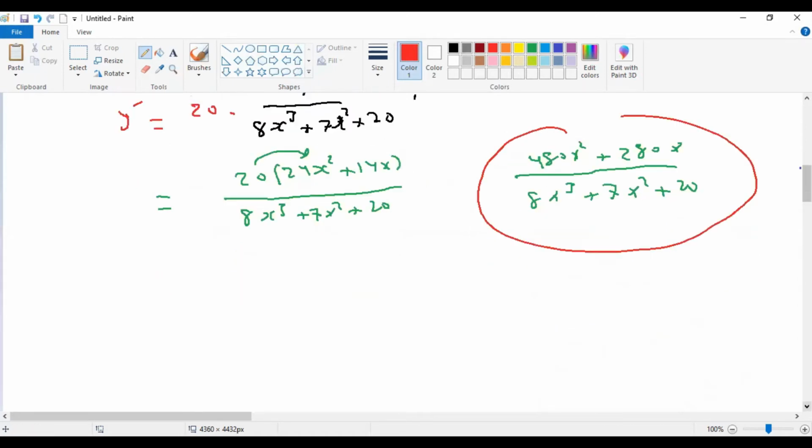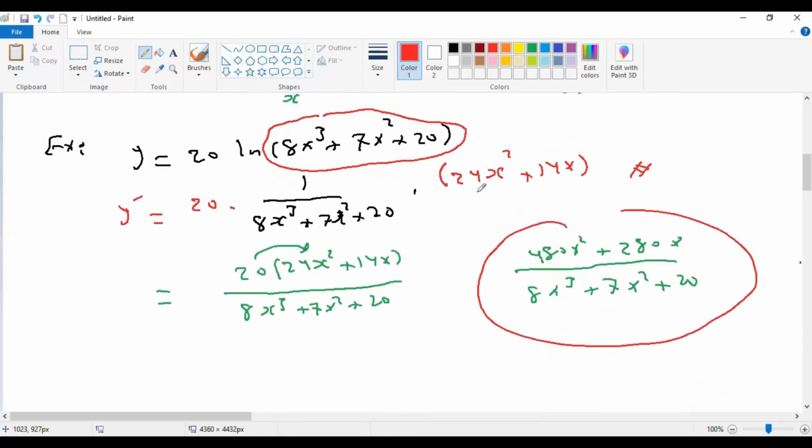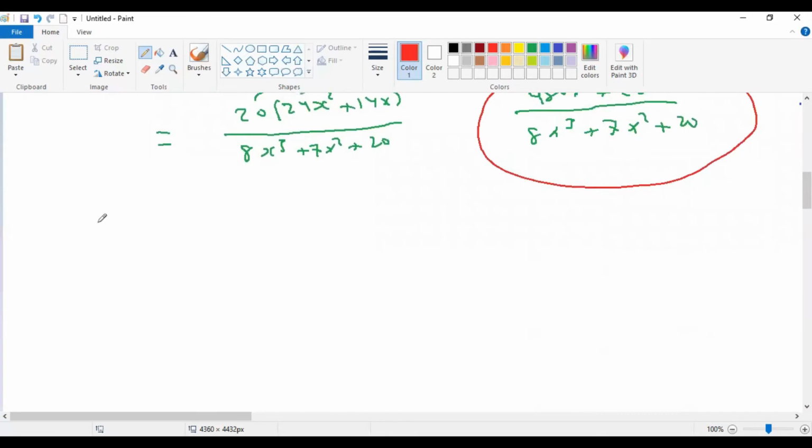Now, another example. See, students, here what I said, 20 ln. But if I said 20 plus ln, be careful. For example, if I said y equals 20 plus ln of 8x cubed plus 4x squared, for example, like this one. So what is the y prime here?